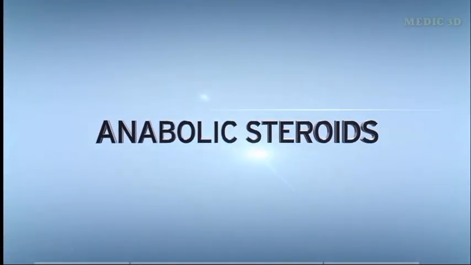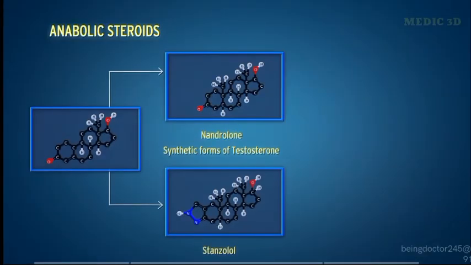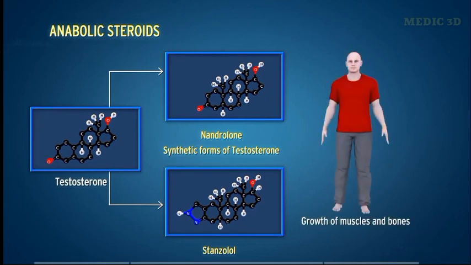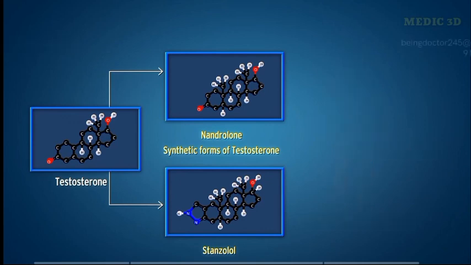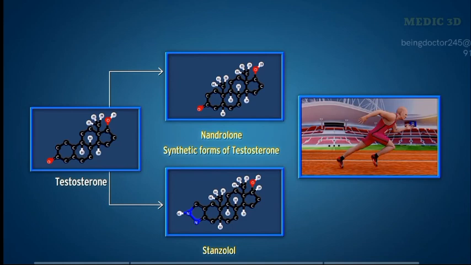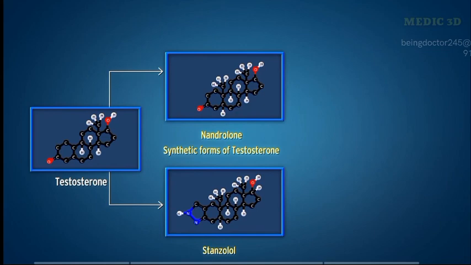Anabolic steroids. These are synthetic forms of testosterone, which are used to increase the growth of muscles and bones. These steroids have an anabolic effect, or they accelerate the synthesis of proteins. These steroids are generally used by athletes as they enhance the performance during competitions. Examples: nandrolone and stanozolol.